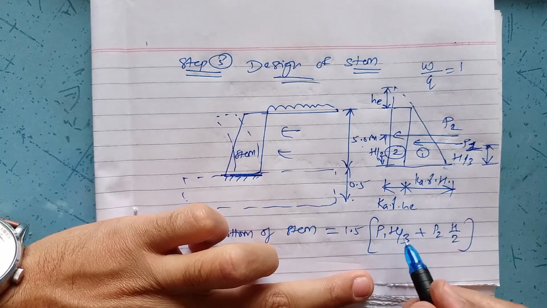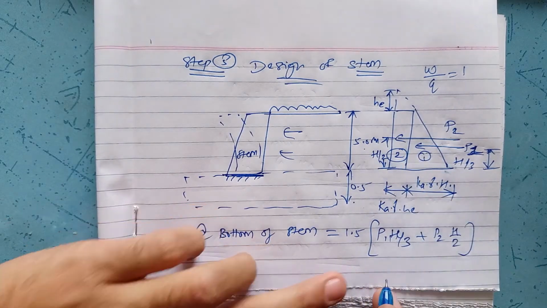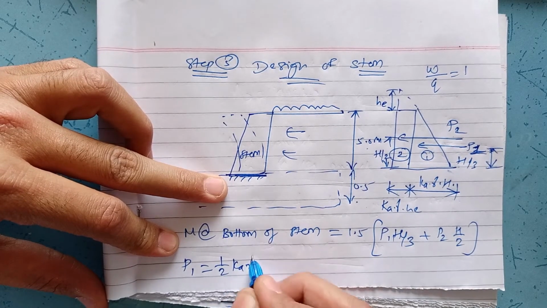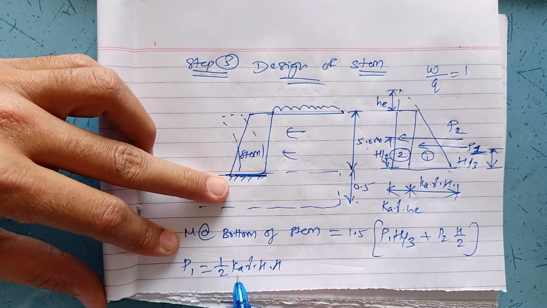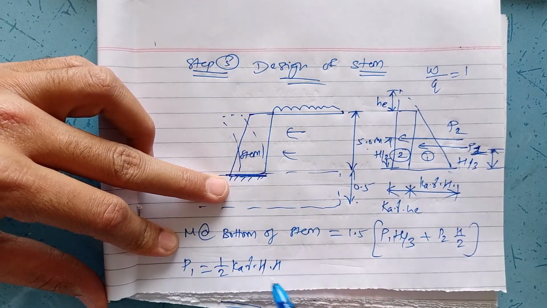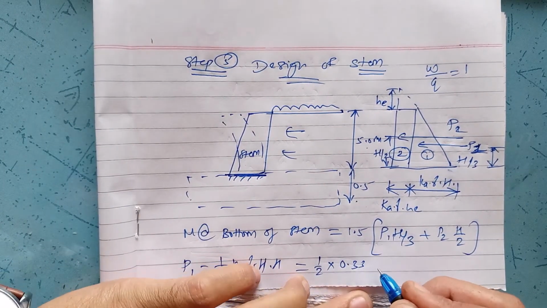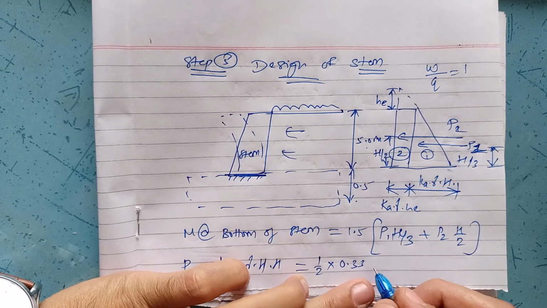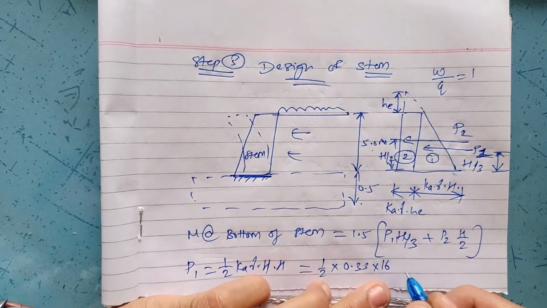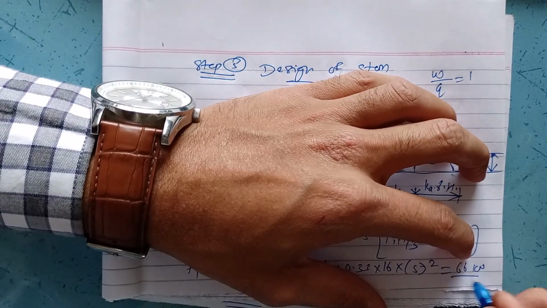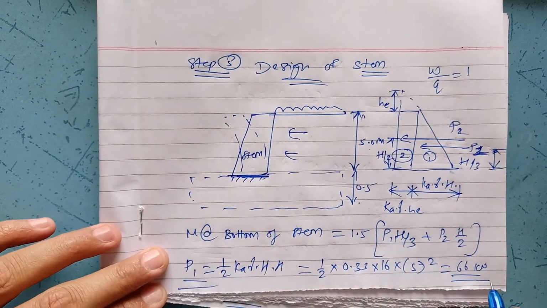P1 will be acting at h by 3 from the base, and P2 will be acting at h by 2 from the base. Now we will calculate P1. P1 will be half base into height, that is half into Ka, the active earth coefficient, into gamma, the unit weight of soil, into H square, where H is the height. After substituting all these values, K is 0.33, unit weight of soil is 16, and the height is 5 meter, squared. Hence P1 comes to 66 kilonewton.